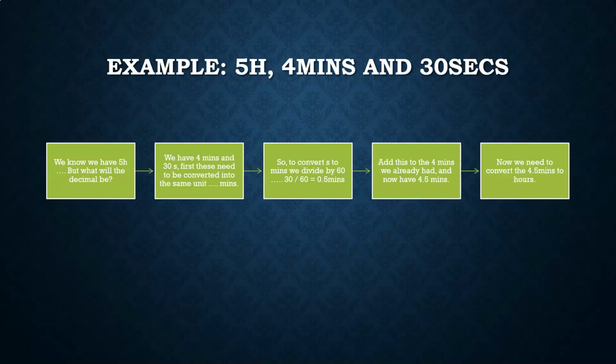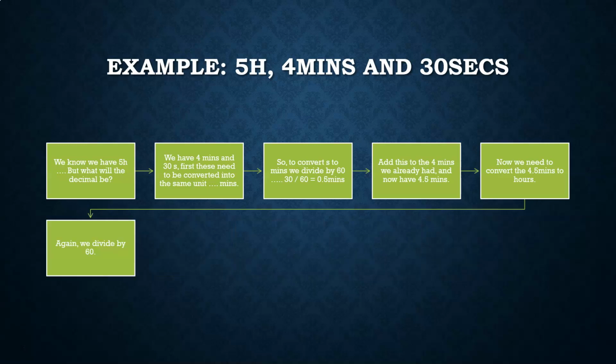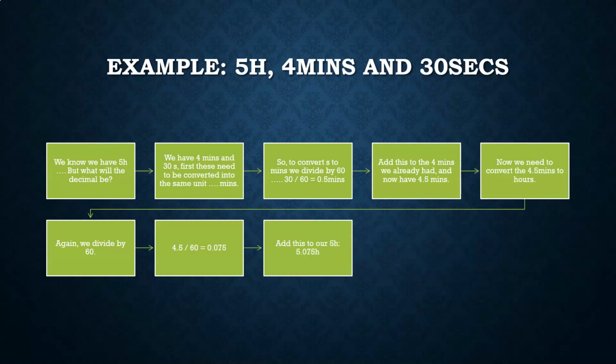Now we need to convert 4.5 minutes to hours. So again, we're going to divide by 60. So we've got 4.5 divided by 60. That gives us 0.075. Add this to our 5 hours and we get 5.075 hours. So we've converted 5 hours, 4 minutes and 30 seconds to our decimal.